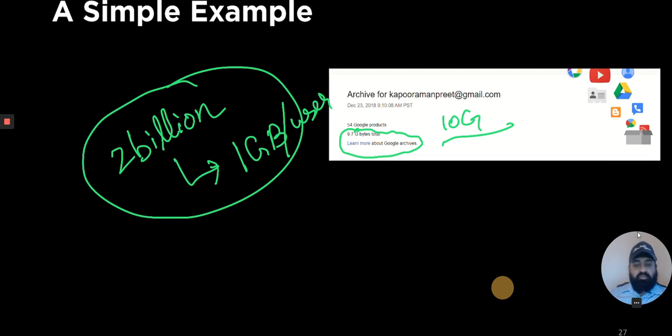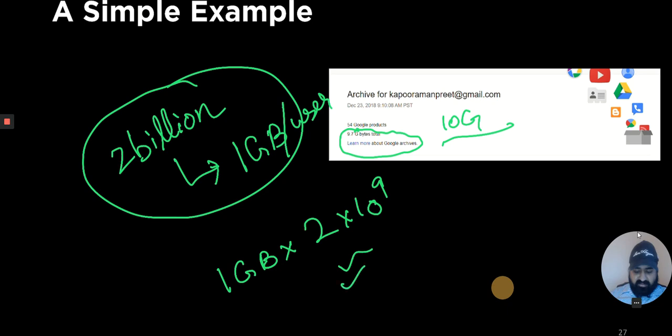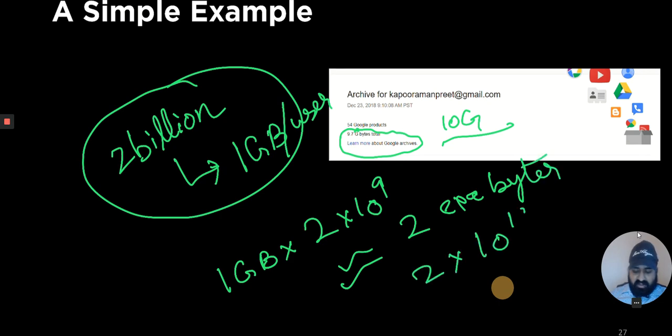So the total repository of Google, just excluding all the web data as well as other files and stuff, is roughly 1 gigabyte into 2 billion, which is 2 into 10 to the power 9. If you translate this number, this is roughly equal to 2 exabytes or 2 into 10 to the power 18 bytes of data.